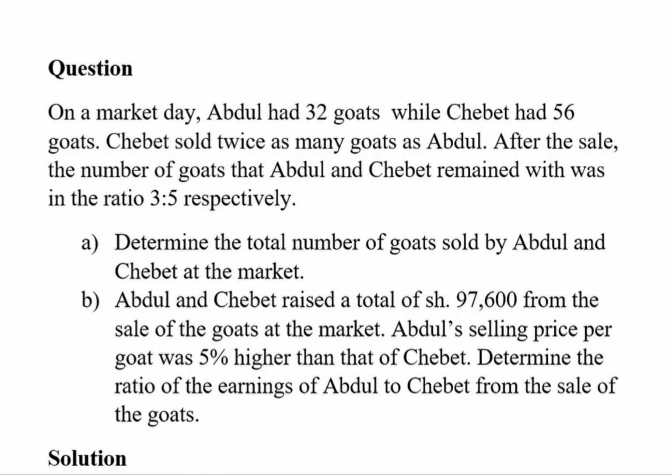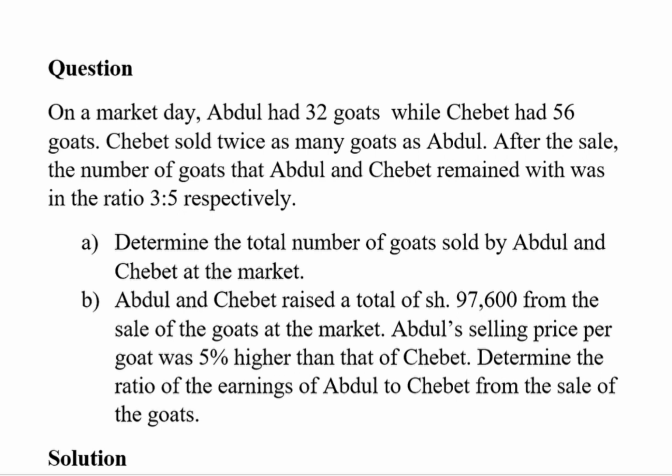On a market day, Abdul had 32 goats while Chebet had 56 goats. Chebet sold twice as many goats as Abdul. After the sale, the number of goats that Abdul and Chebet remained with was in the ratio 3 to 5 respectively. Determine the total number of goats sold by Abdul and Chebet in the market.